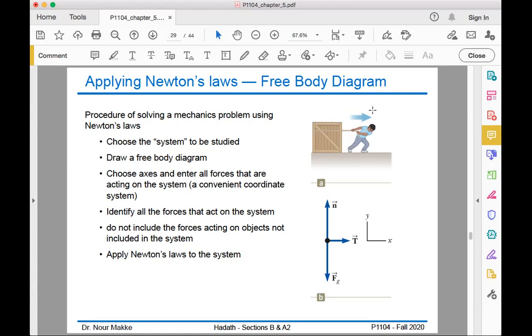For example, if you take the system to be the person and the box, then this tension would be an internal force to the system. While if you take the box alone, this T would be an external force acting on the system, which is the box in this case. So it depends on which is your system. Then you apply Newton's laws, and most of the time we're going to apply Newton's second law to find the acceleration and how the object is moving.